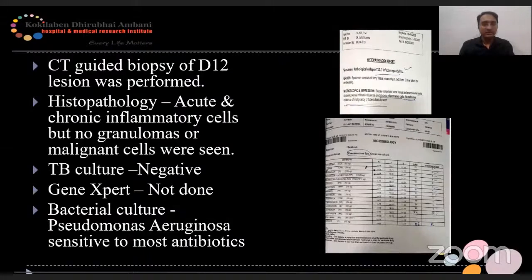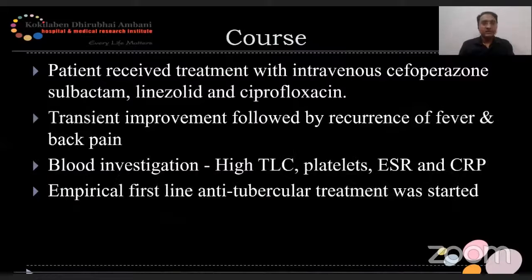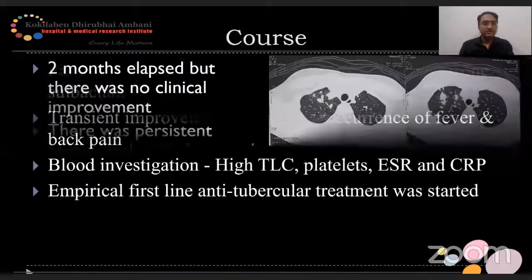TB culture was negative. GeneXpert was not done. Bacterial culture showed Pseudomonas aeruginosa sensitive to most antibiotics. The patient received treatment with intravenous cefoperazone, sulbactam, linezolid, and ciprofloxacin. Transient improvement followed by recurrence of fever and back pain was there. Blood investigations showed high TLC, platelets, ESR, and CRP. Tuberculosis was suspected and empirical first-line anti-tubercular treatment was started.